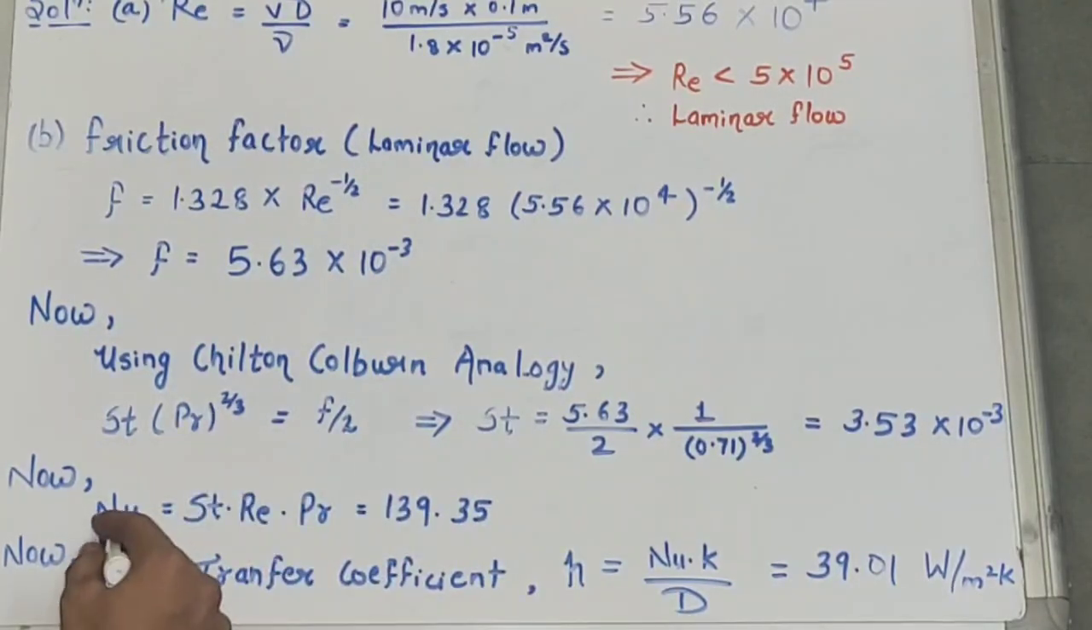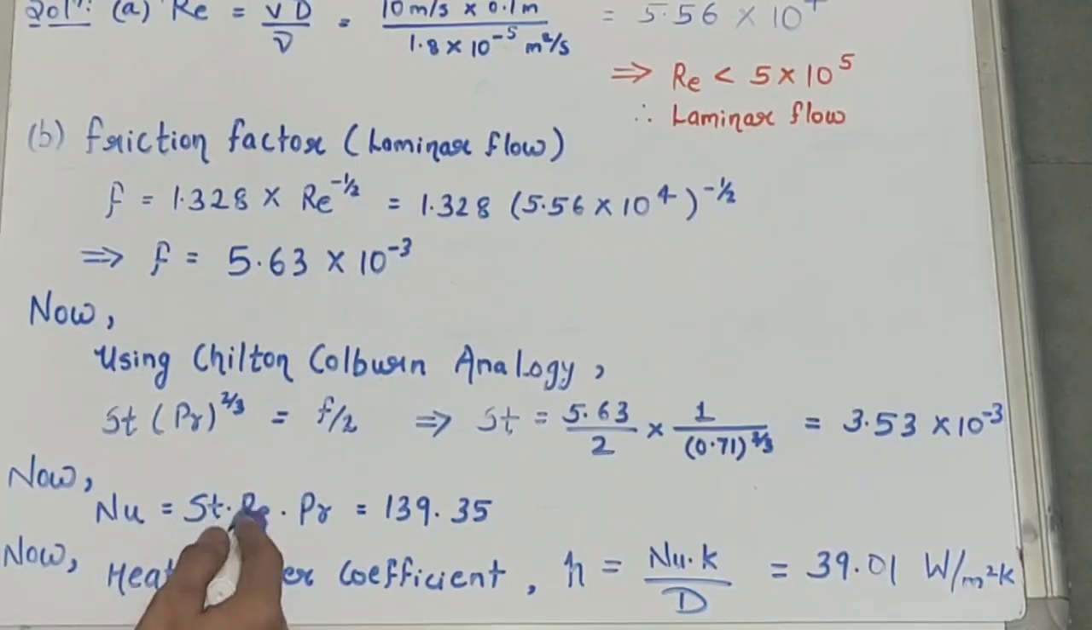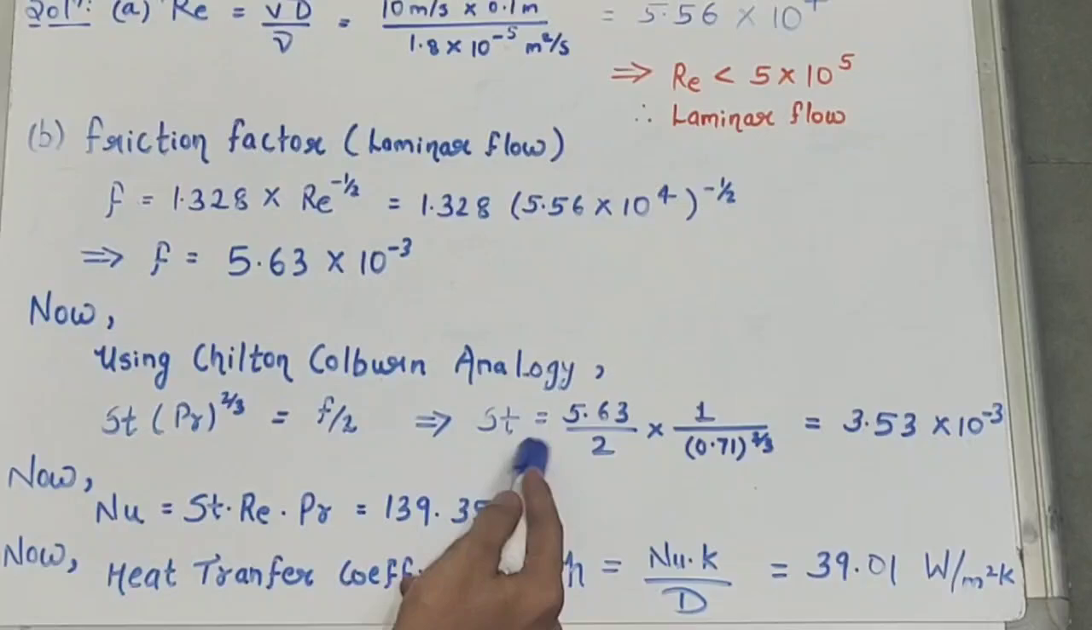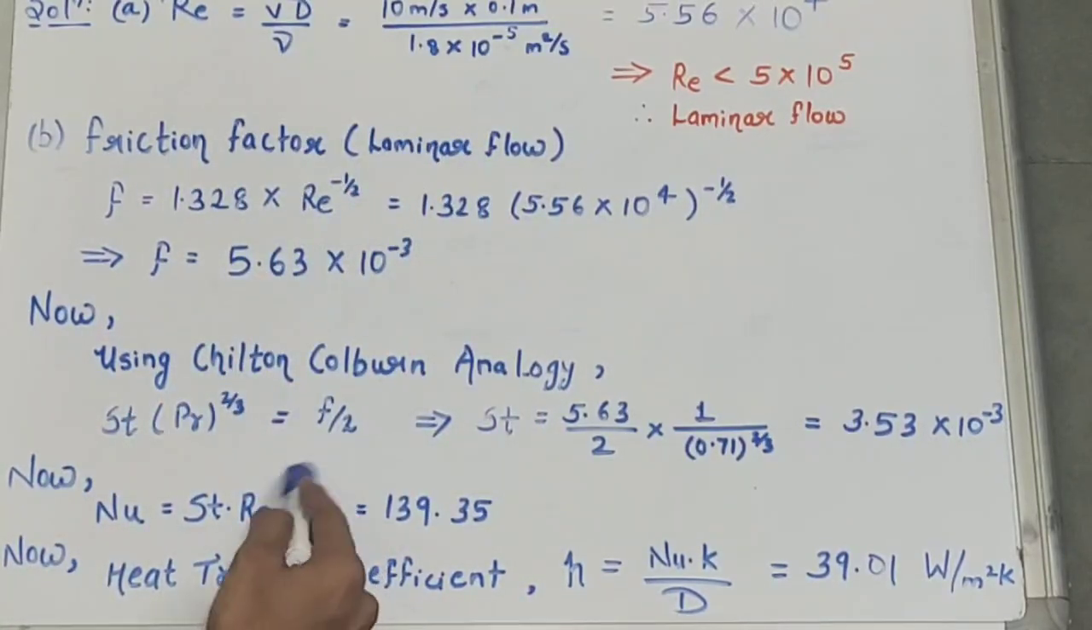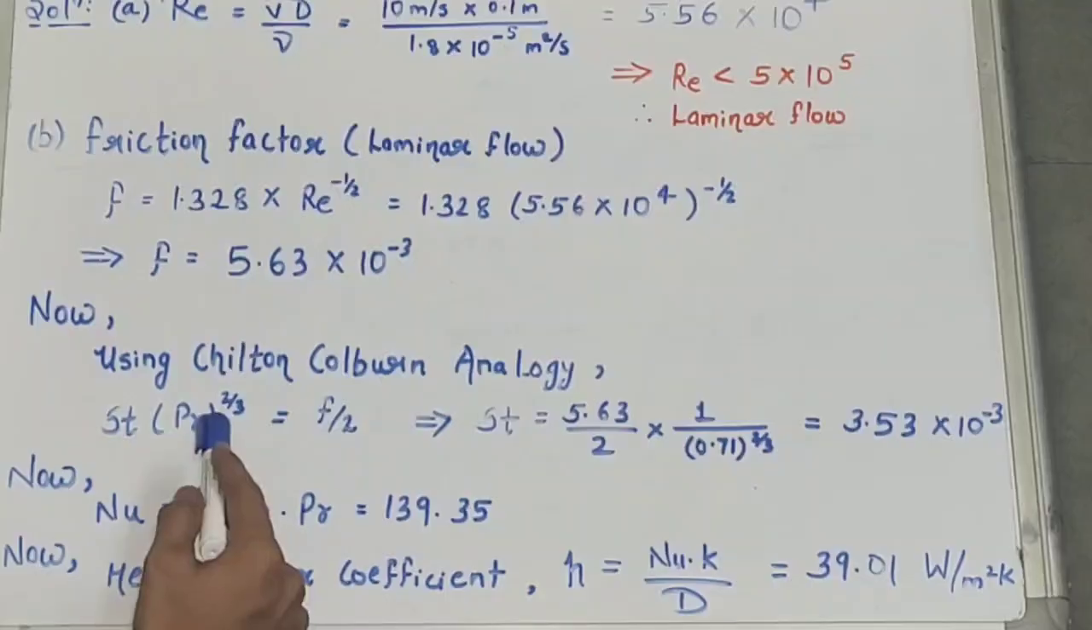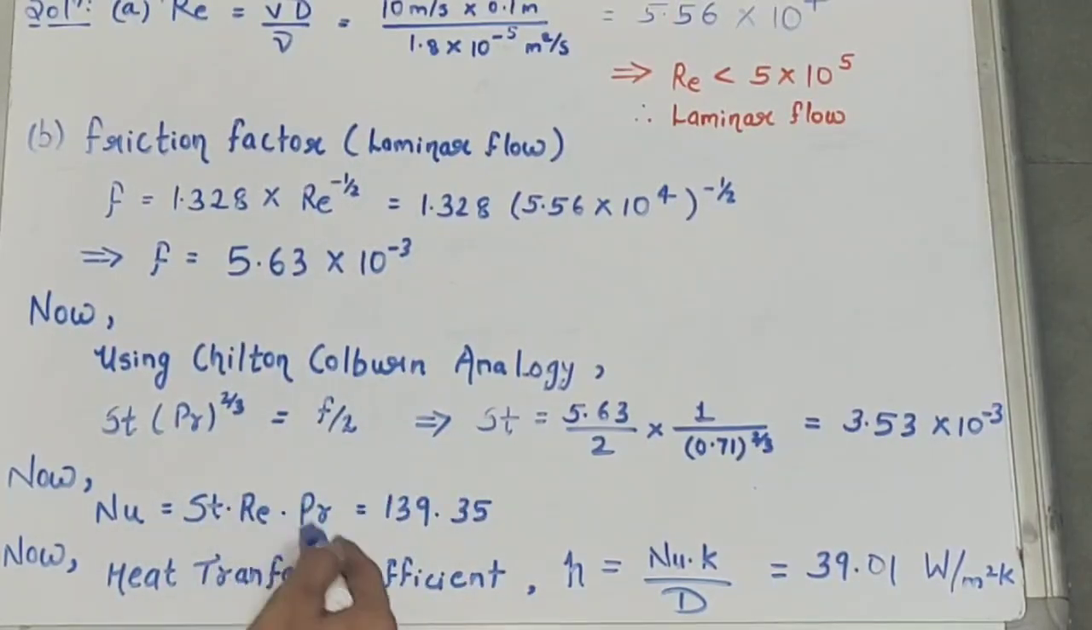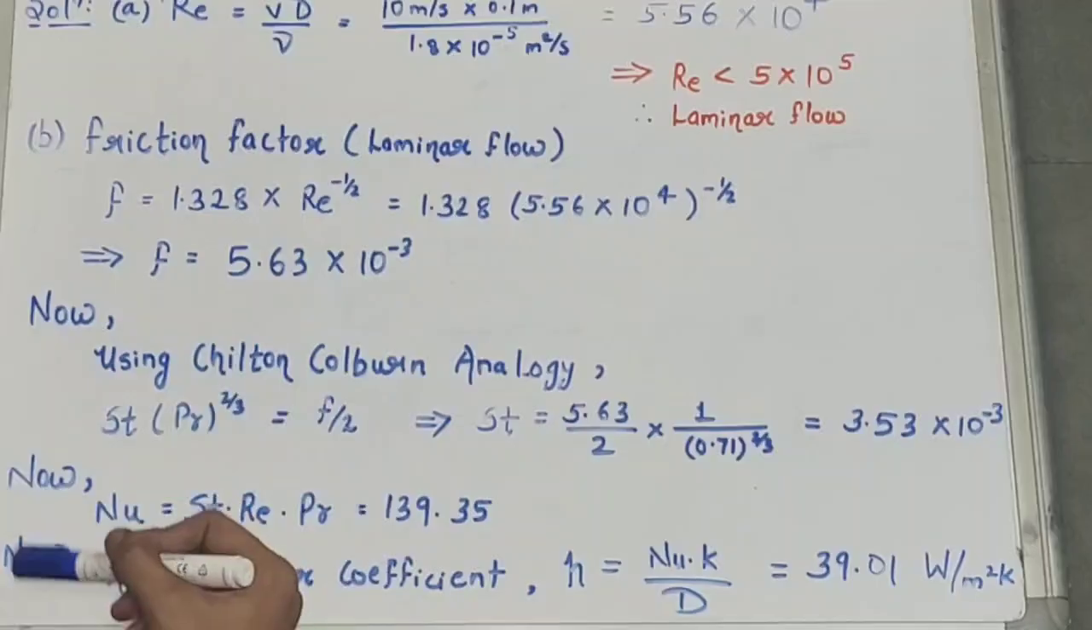Next, we need to find Nusselt number. We know Nusselt number is equal to Stanton number into Reynolds number into Prandtl number. So we have just calculated Stanton number. Reynolds number is already calculated in part A and Prandtl number is given in the question. So substituting all these values, we get Nusselt number as 139.35.